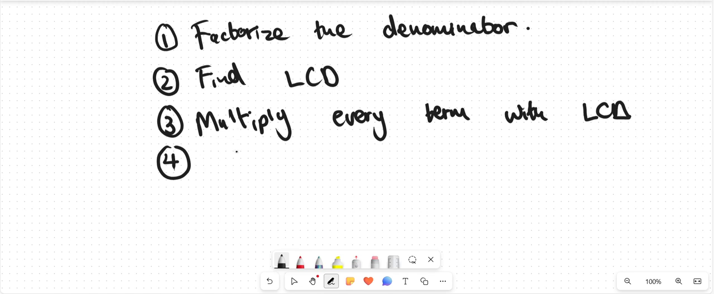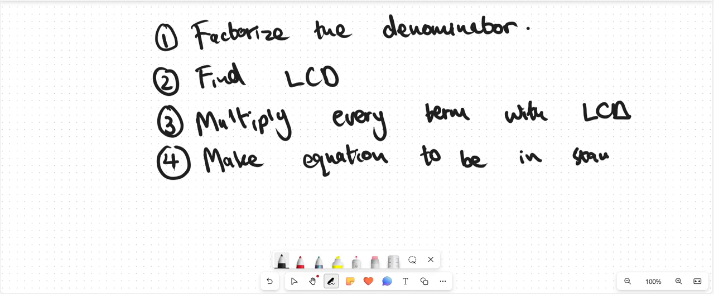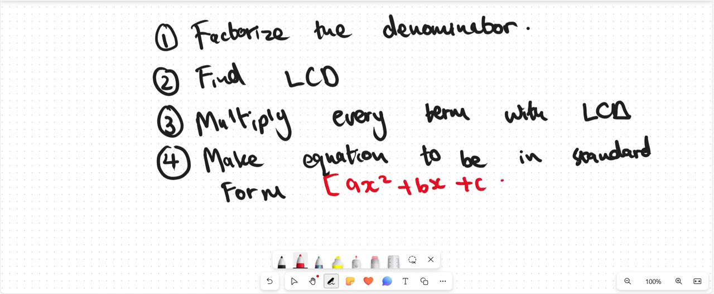Then once you've multiplied with your LCD, you need to make the equation be in standard form. I hope you guys know what I mean by standard form. I mean, it has to look like this, where you have ax squared plus bx plus c all equal to 0. It needs to look like that.